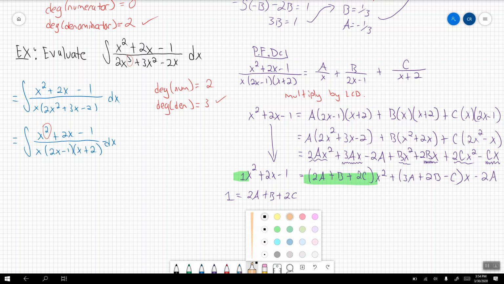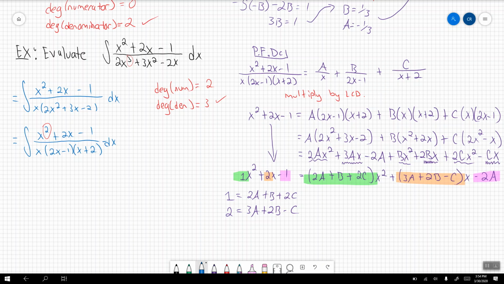Comparing the coefficients, the 2 multiplying the x on the left-hand side must equal the coefficient multiplying the x on the right-hand side, which means 2 must be equal to 3a plus 2b minus c. The last one is going to tell us that we have a -1 constant, which is going to be equal to the constant here, which means for us that -1 must be equal to -2a. What does this then tell us? Well, this then tells us that we have a system of equations.